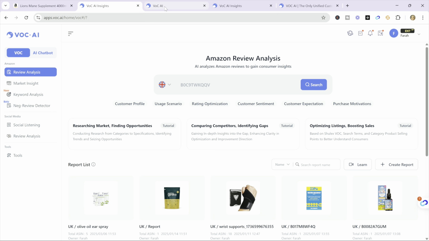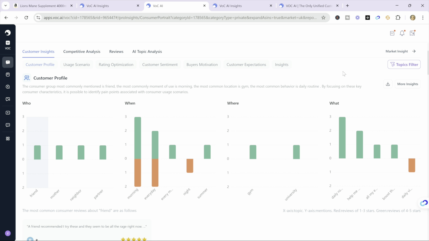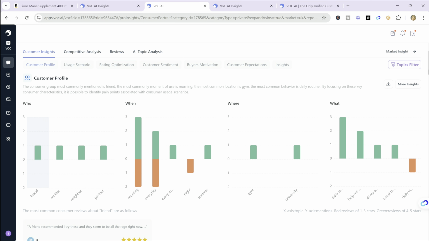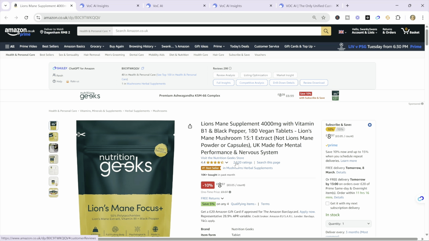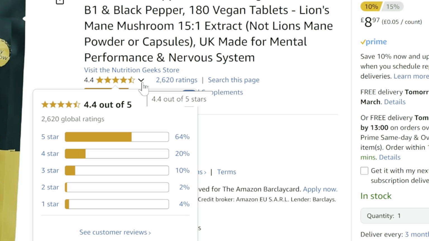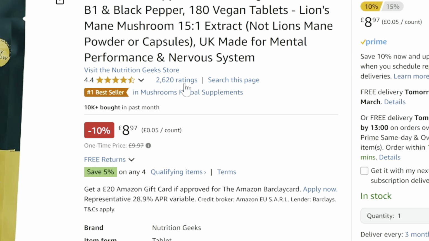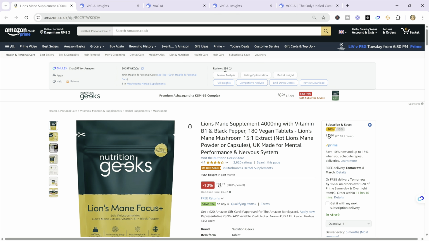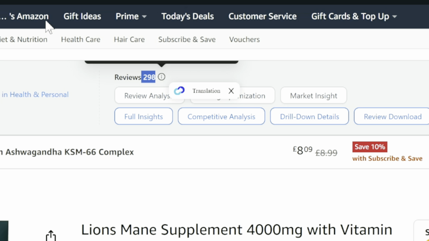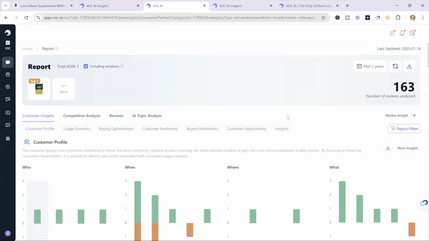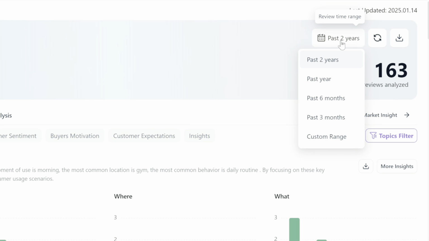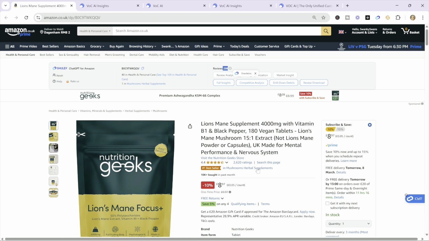So let's get back to the report that we've run for this supplement. On the listing, you can see here that their ratings are 2,620, but the reviews over here are 298. So this report is reviewing 163 reviews that are over the past 2 years, okay? With the kind of sales that these guys are doing. So this is just from Amazon.